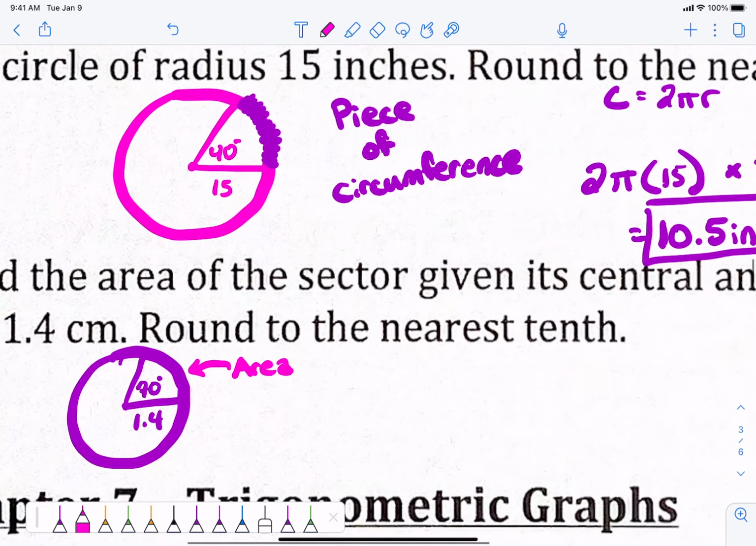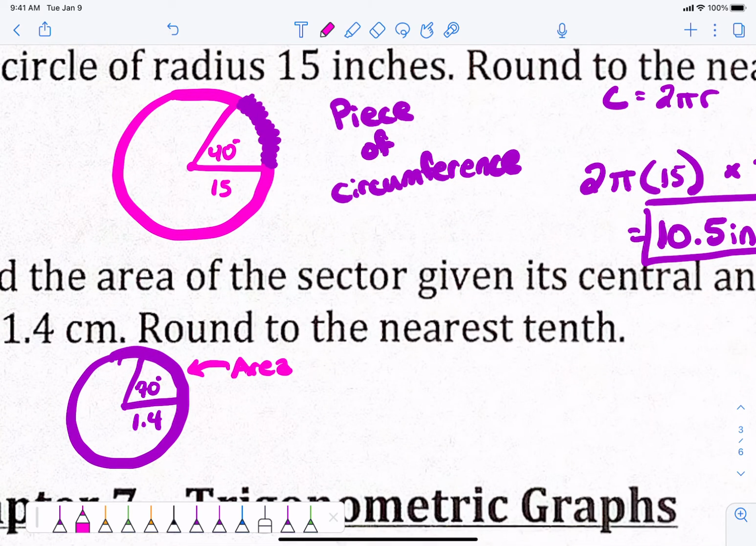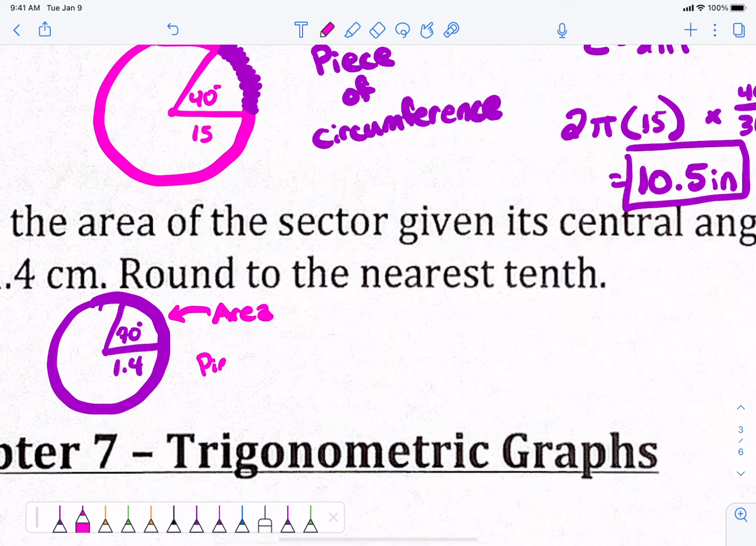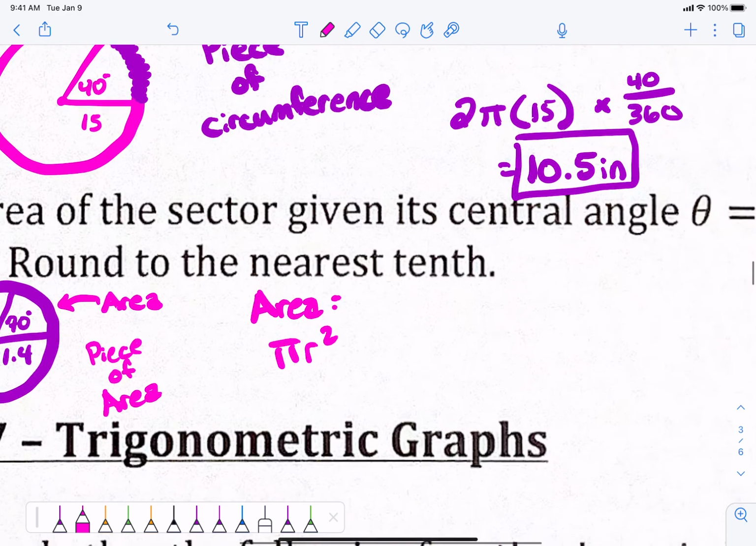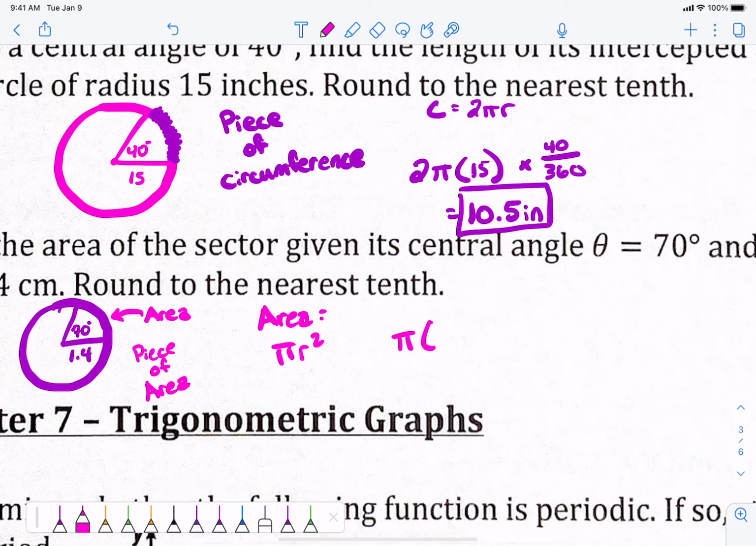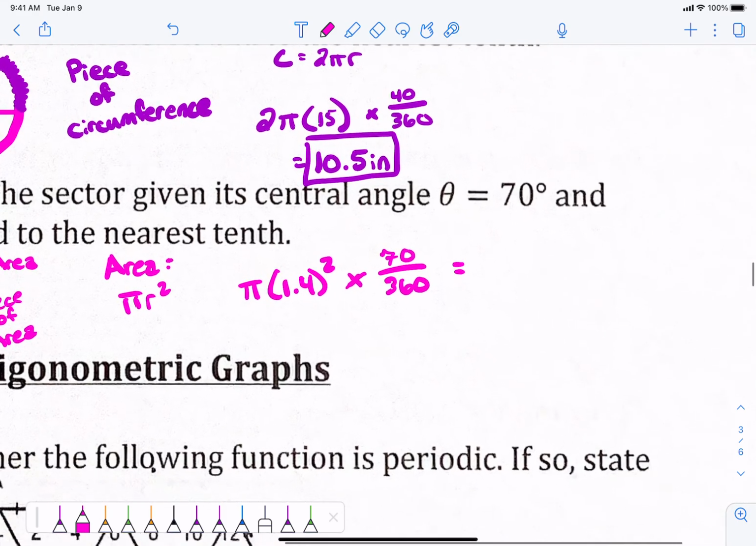So now it's the same procedure as what we did right above. We're just doing a piece of the area. How do you find the area of a whole circle? Pi r squared. Okay, so we're going to do pi r squared still, but we only want 70 degrees of it. So we take it times the piece that we want, 70 over 360. Okay, same procedure as above, but we're finding area instead of circumference. Your starting formula is just a little bit different. Okay.